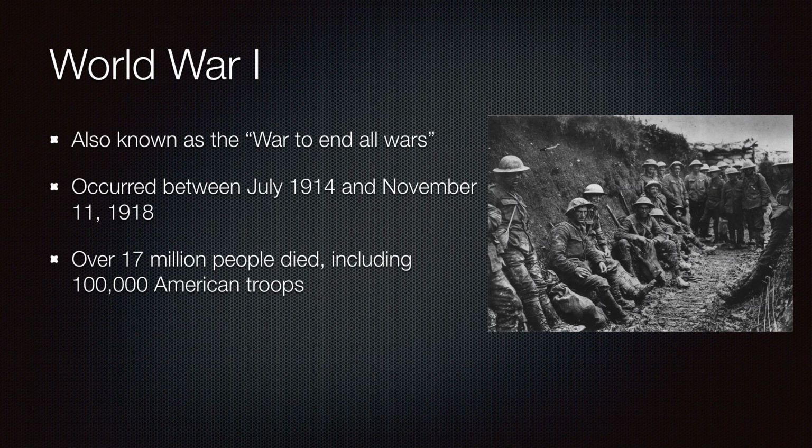So World War I is known as the war to end all wars, and it occurred between July 1914 and November 11th, 1918. By the end of the war, over 17 million people had been killed, including over 100,000 American troops. While the causes of the war are infinitely more complicated than just a simple timeline of events, and they are still debated and discussed to this day, the list that we are going to look at today will provide an overview of the most frequently cited events that led to the war.